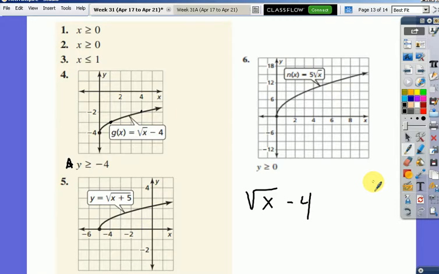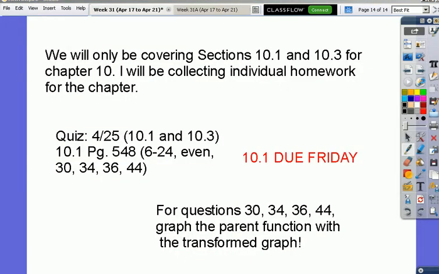Questions? All right. Please make sure to take those graphs seriously and that you label everything. We're only covering 10.1 and 10.3 for chapter 10. Because of that, we're not going to put together a homework packet. I'm just going to collect these. So 10.1 is due on Friday. I'm giving you everything now. You'll have the skills today to do this first half, and I would suggest doing that because there's a lot of problems. 36 through 24. These we'll tackle tomorrow because these are much more complicated.